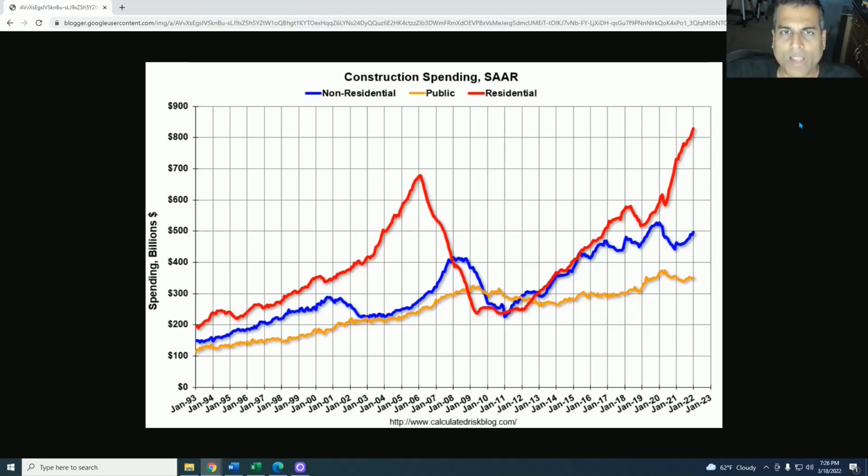This is also from Calculated Risk blog. The article will be in the description box below. This is dollar spending of construction. Now this is not adjusted in terms of a percentage of GDP, so a gently rising line does not mean construction is becoming a larger portion of the economy. But the steep rise, however, is noteworthy.